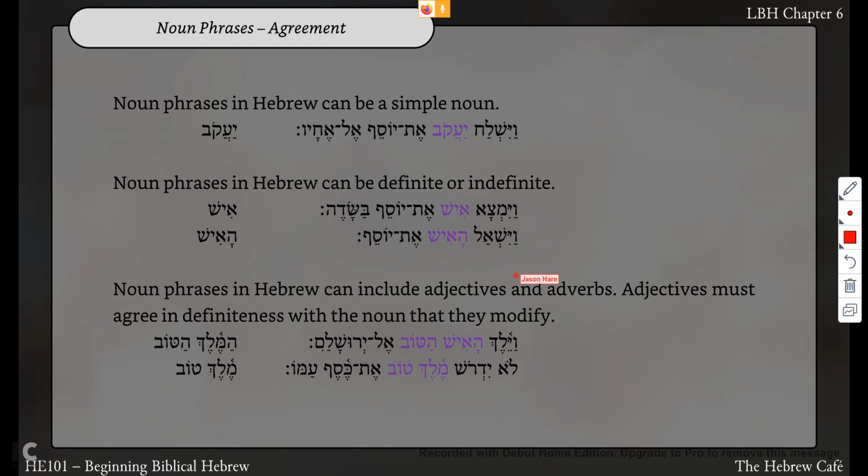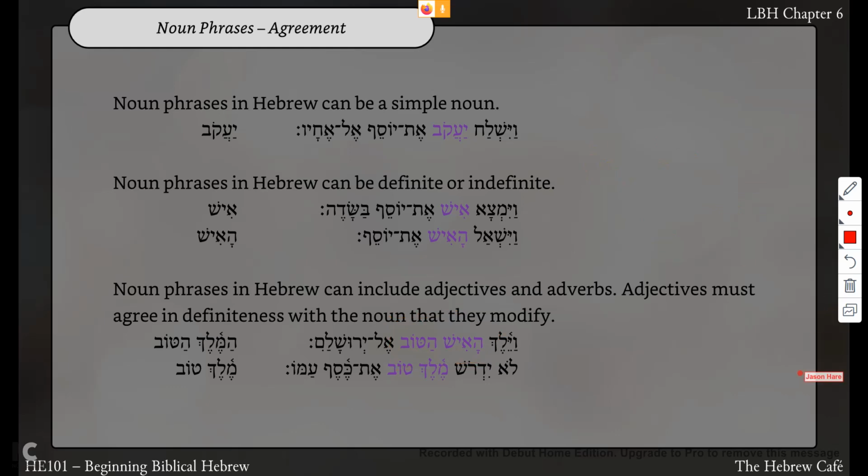All right. Noun phrases in Hebrew can also include adjectives and adverbs, just like in English. But we're going to see that there is agreement. So if it's definite, the adjective will be definite. If it's indefinite, the adjective will also be indefinite, and they have to match in gender and number. So ha'ish hatov, that is masculine singular for both of them. The ish is masculine singular, man, and tov is masculine singular, and they're both determined. Determined meaning with the definite article.